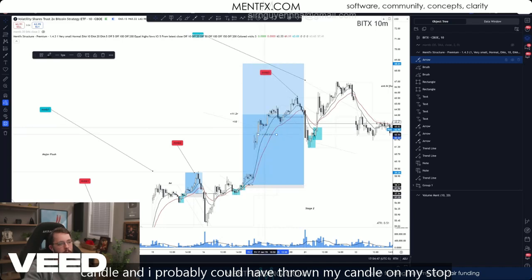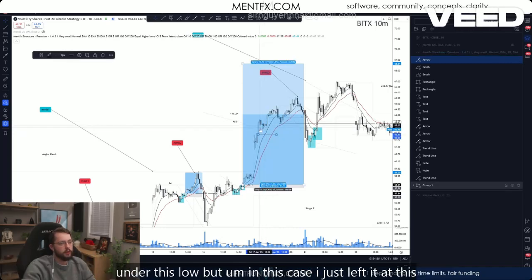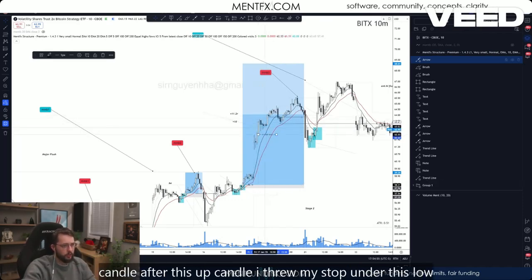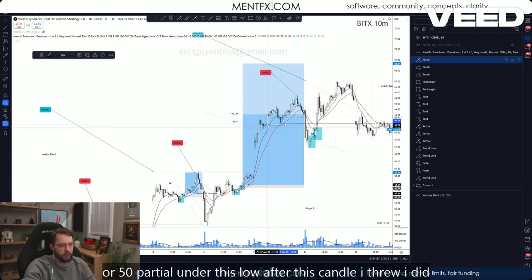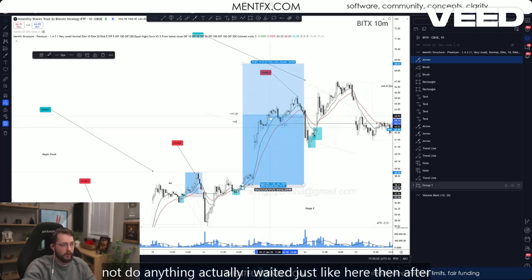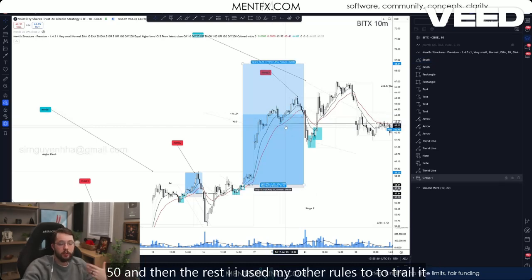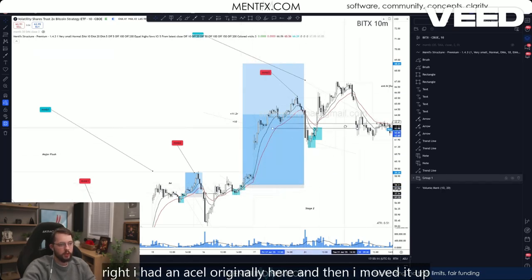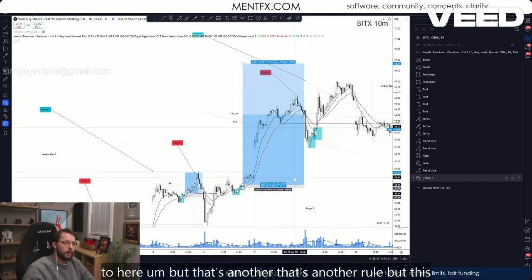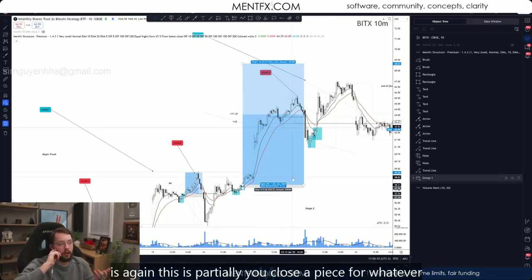Then you had this candle, and I probably could have thrown my stop under this low, but in this case, I just left it at this candle. After this up candle, I threw my stop under this low, or 50% partial under this low. After this candle, I did not do anything. Actually, I waited, just like here. Then after this up candle right here, I threw my 50% under that low. And then this candle right here took out 50%, and I got stopped out at 50%. And then the rest, I used my other rules to trail it. I had a sell originally here, and then I moved it up to here. But that's another rule. This is partialing: you close a piece for whatever reason.